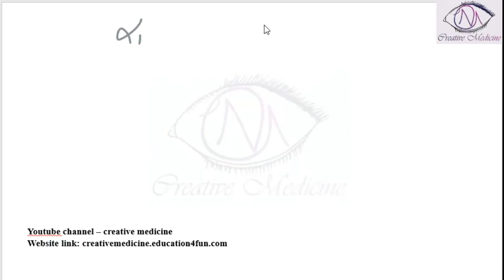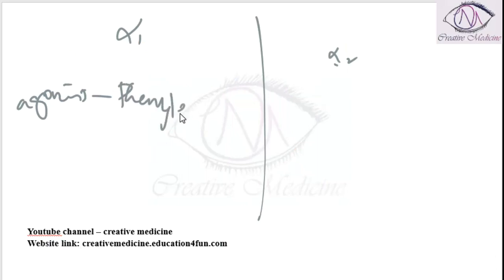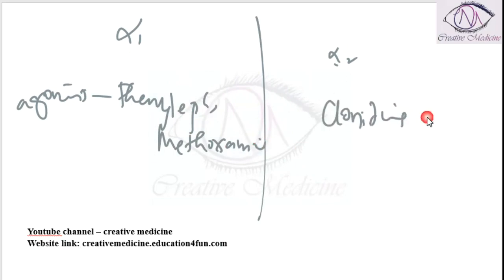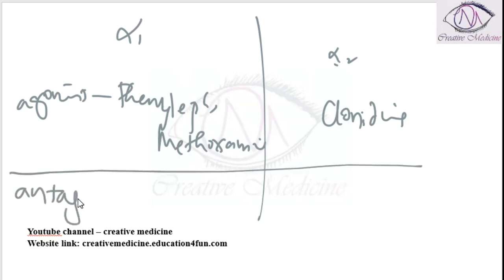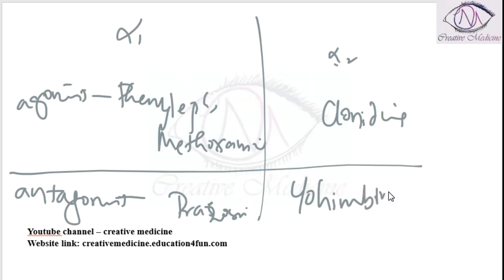Then alpha 1 and alpha 2 drugs. The selective agonist of alpha 1 is phenylephrine, and methoxamine is also an alpha 1 agonist, whereas the alpha 2 agonist is clonidine. Whereas for selective antagonists, prazosin is a selective alpha 1 antagonist, and yohimbine is a selective alpha 2 antagonist.